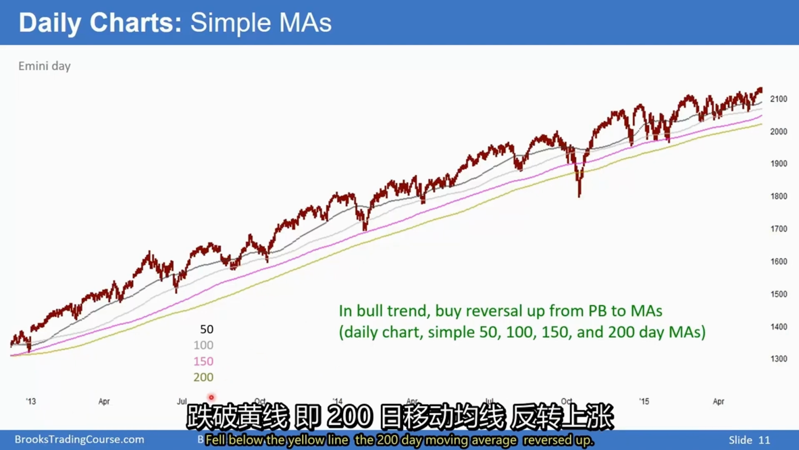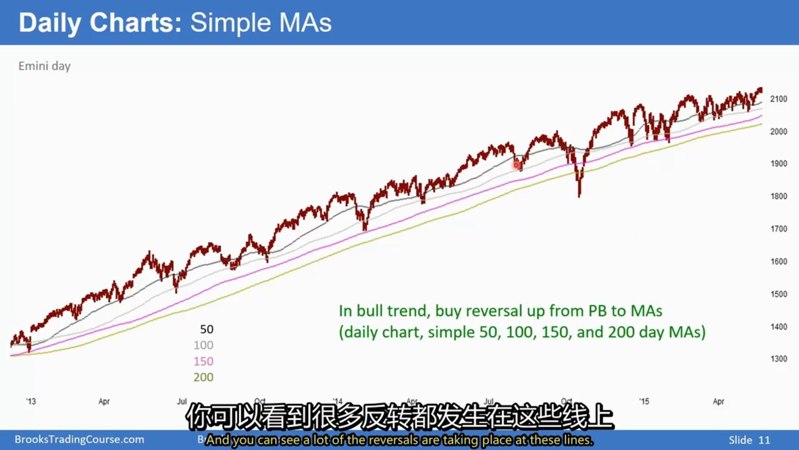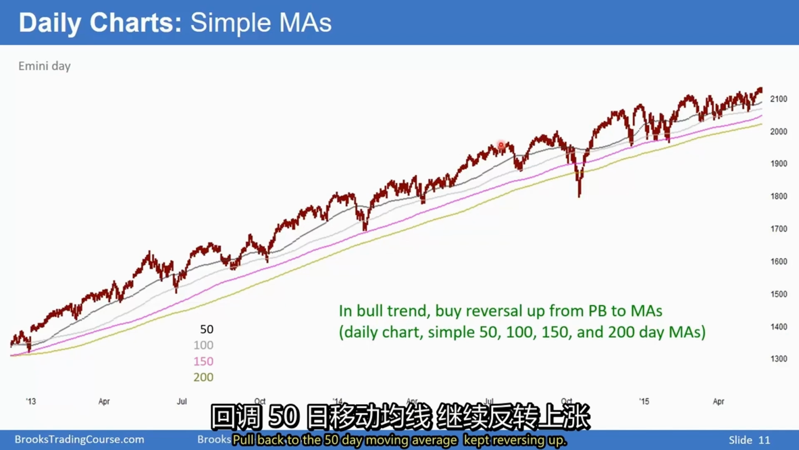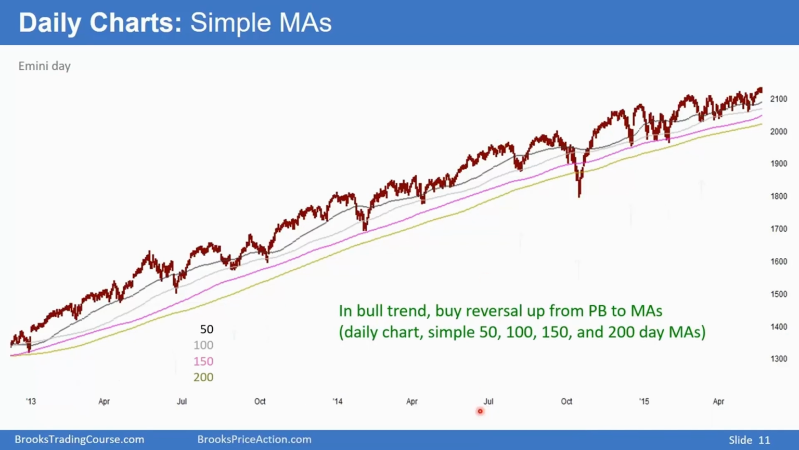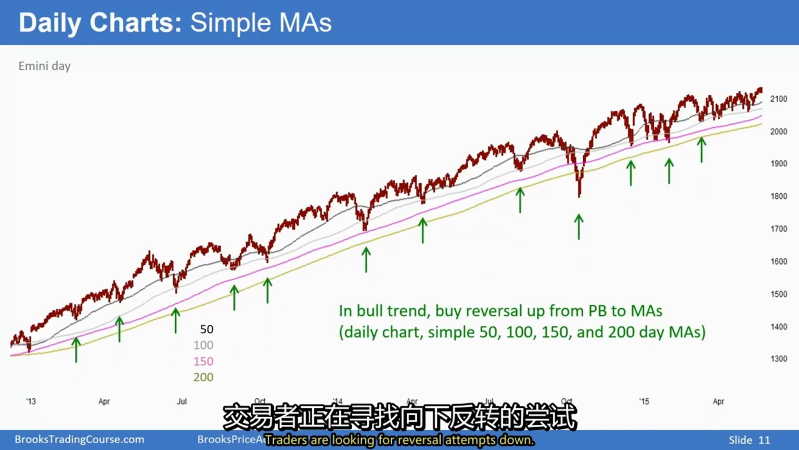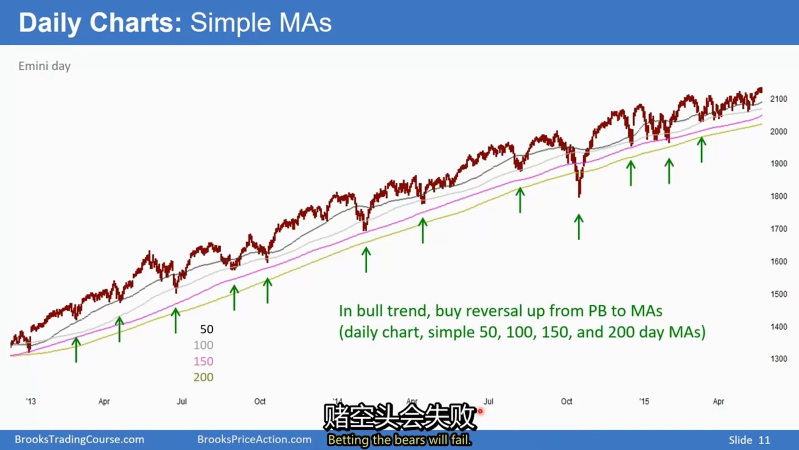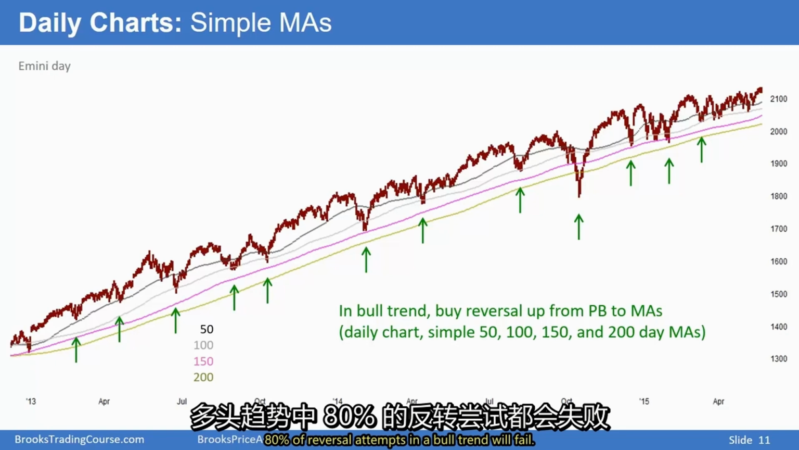It fell below the yellow line, the 200-day moving average, and reversed up. You can see a lot of the reversals are taking place at these lines. It pulled back to the 50-day moving average and kept reversing up. Traders are looking for reversal attempts down, betting the bears will fail. 80% of reversal attempts in a bull trend will fail.